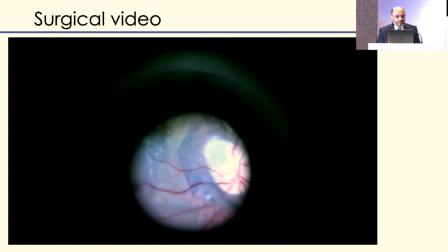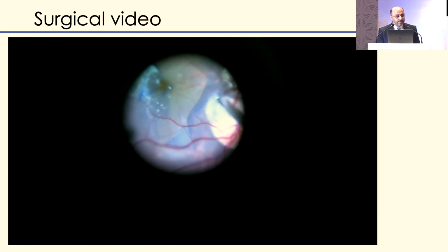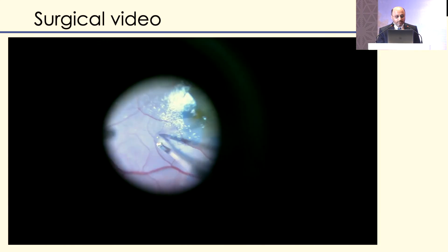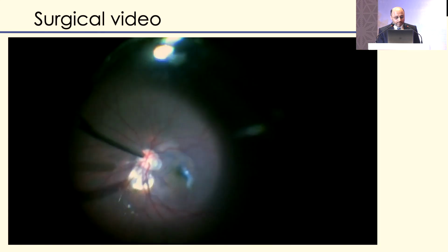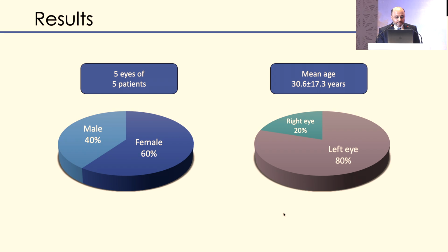Would not advise using a forceps because it can sometimes lead to peripapillary damage. Then the cuff of ILM, which is left behind, we just peel as a disc-based flap, just to keep the ILM in place. At that point, we complete the ILM peeling, a macular sparing peeling, and then finally do a gas exchange.